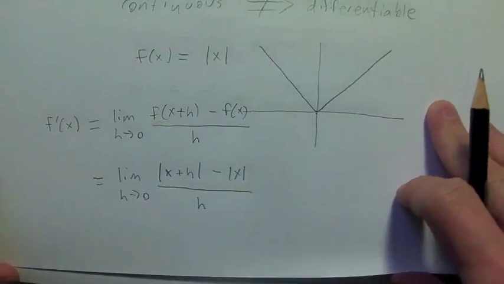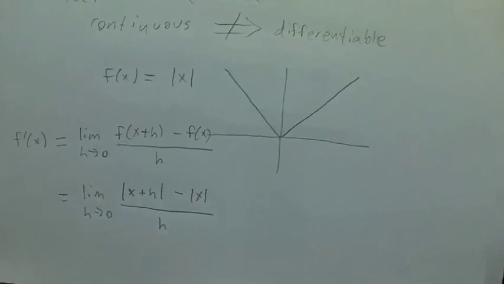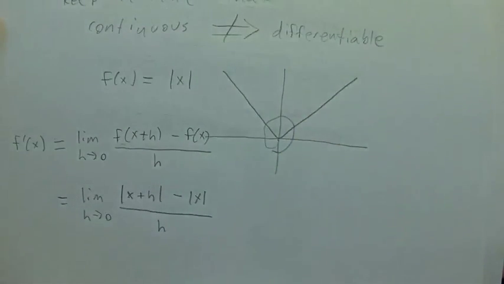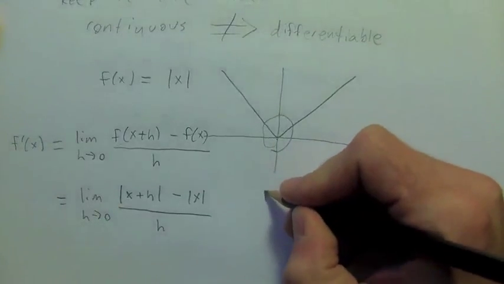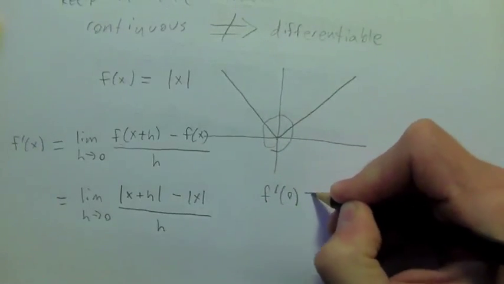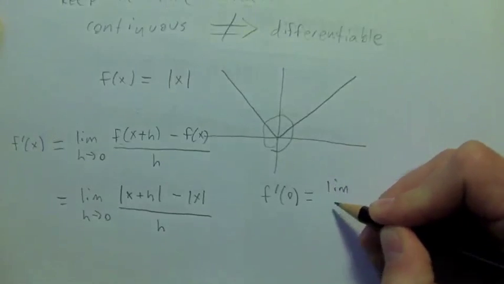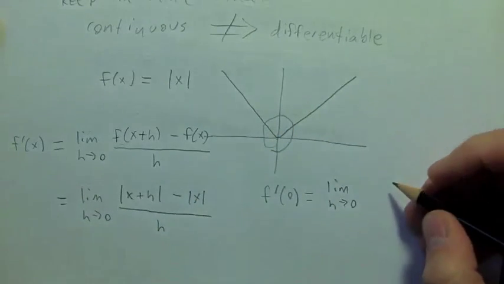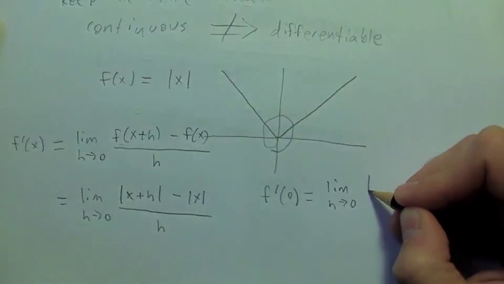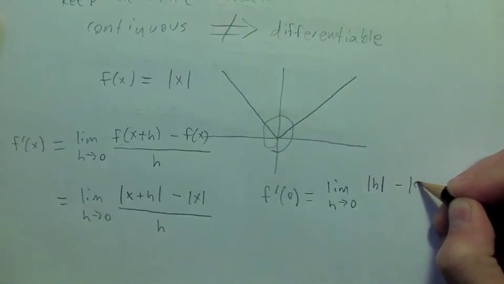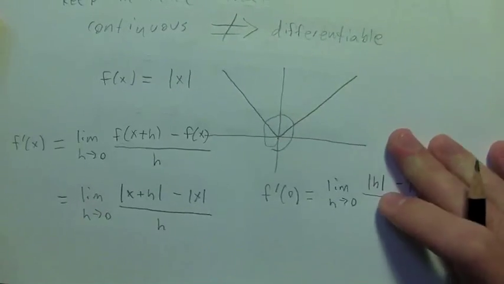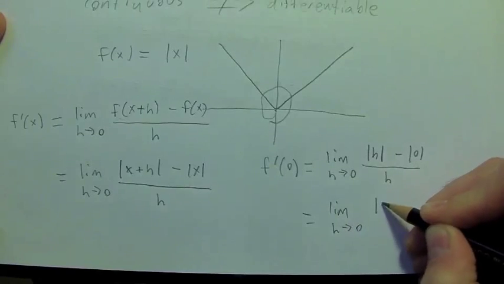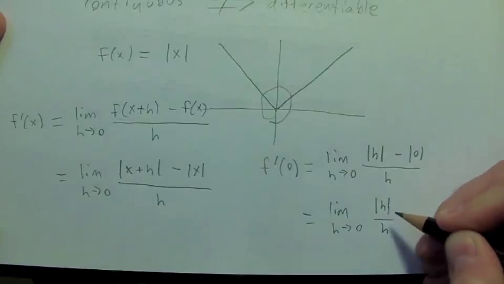Now, the specific place I want to look at is 0, where I say this thing is not differentiable. So if we go to check f prime of 0, this will be the limit as h goes to 0. We're just going to put 0 in for x. So this will be the absolute value of h minus the absolute value of 0 over h. So we get down to this limit here, the limit as h goes to 0 of the absolute value of h over h.